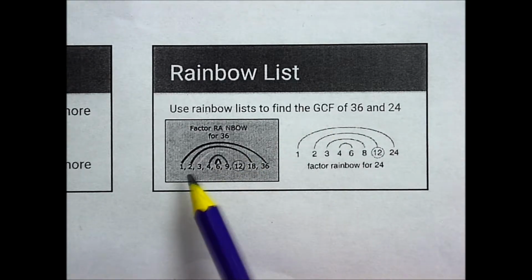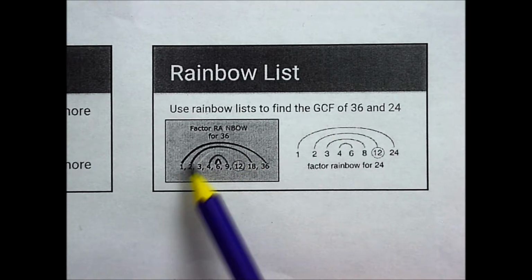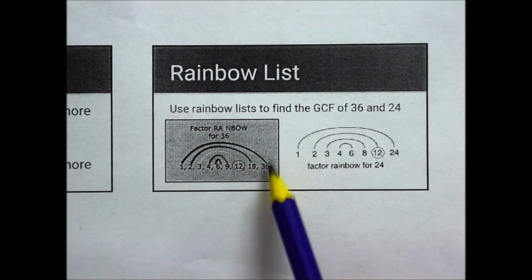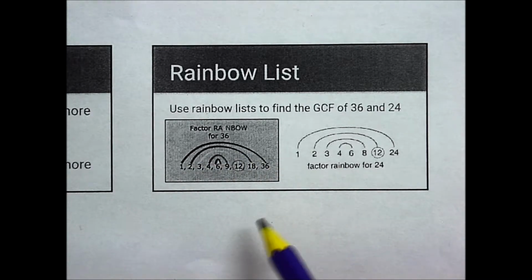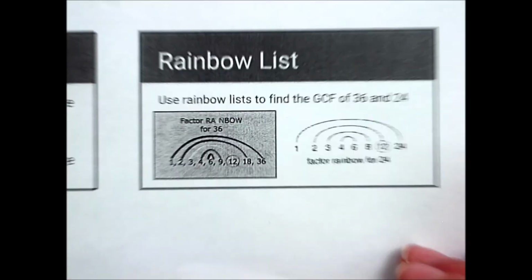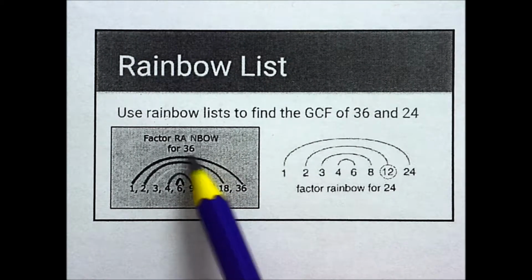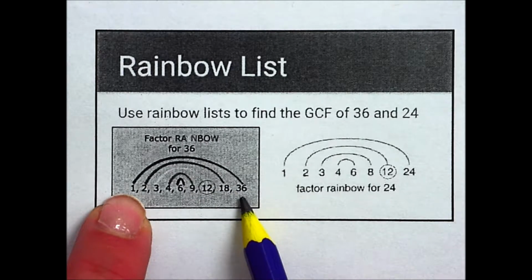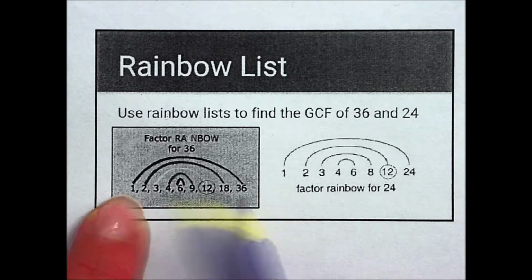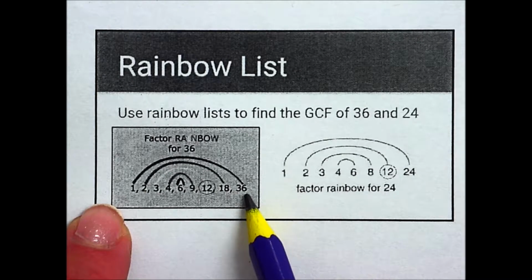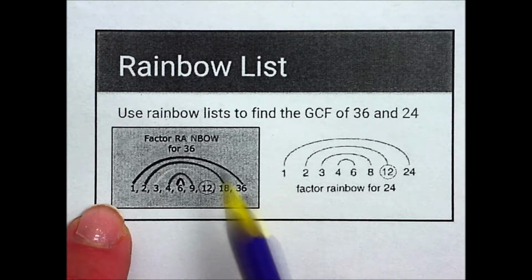One way is by making a list. We call this a rainbow list because we connect the factor pairs to make sure we don't miss any of the numbers. Here in our list for 36, we start with 1 and 36. 1 times 36 is 36. Now we use our divisibility rules to see what other numbers are factors of 36.